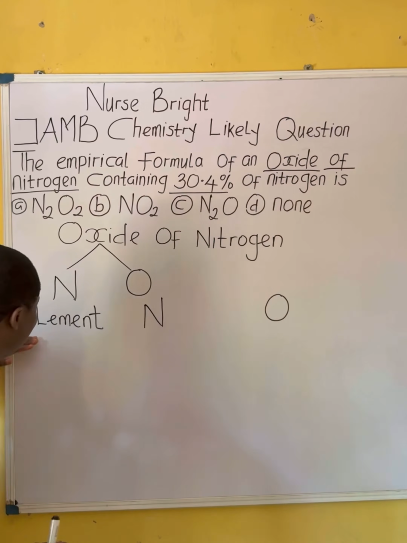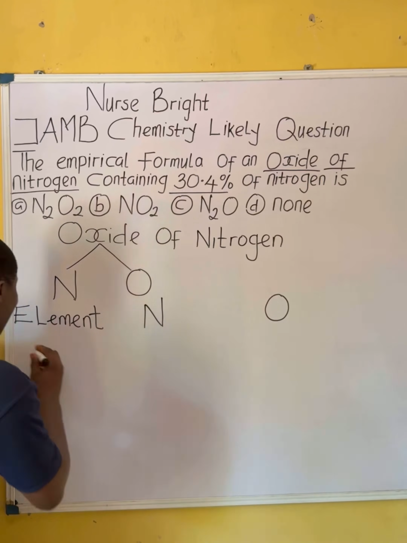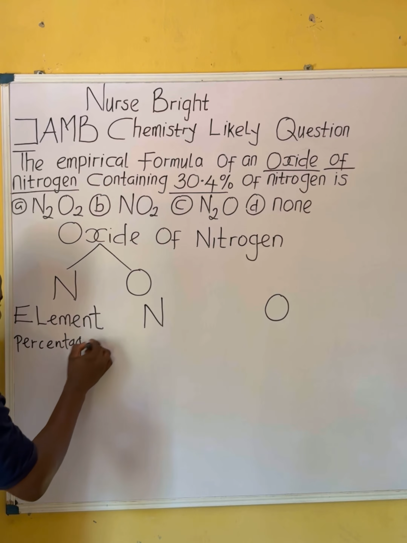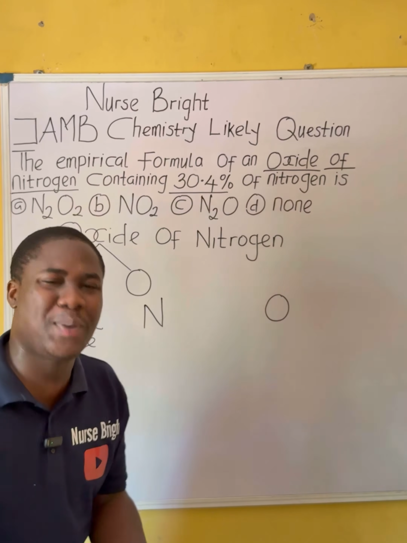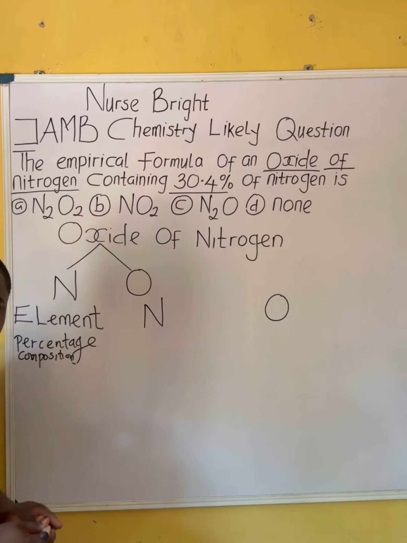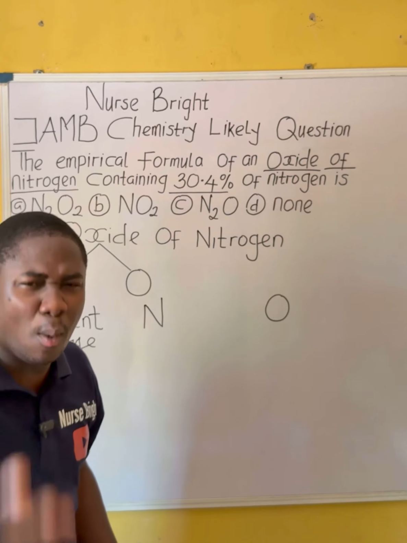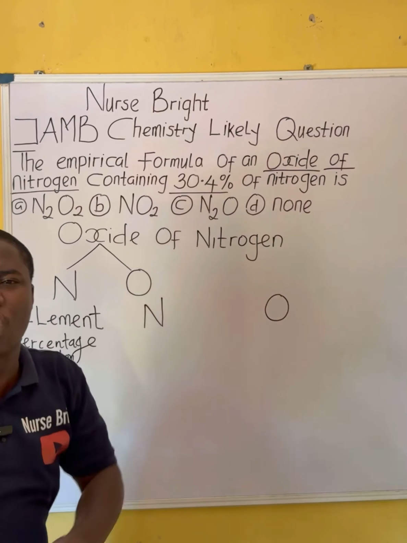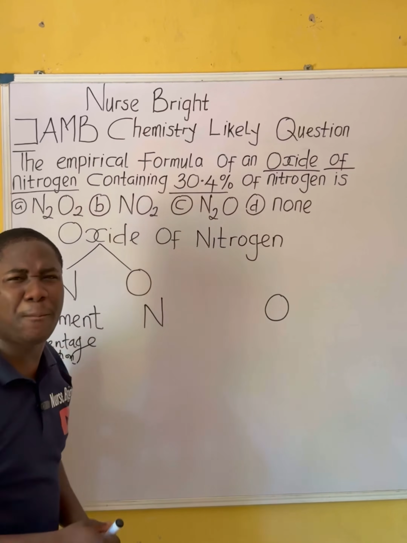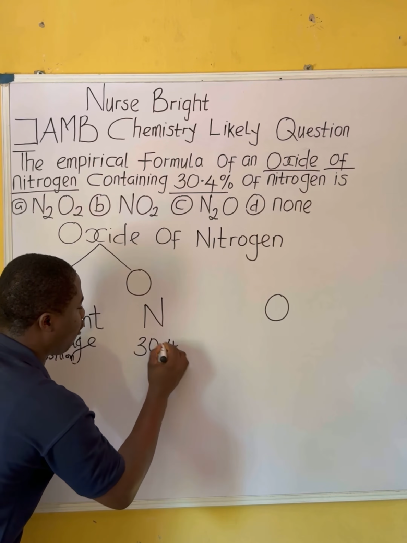So after writing out the elements present, the next information to write, listen, is simply what we call percentages, or you simply say percentage composition of the elements present in the compound. So here it becomes percentage composition. And what are the percentage compositions of the elements present in this compound, which is oxide of nitrogen? They gave me one piece of information, and it is 30.4% of nitrogen. So under nitrogen, I am going to write 30.4%.